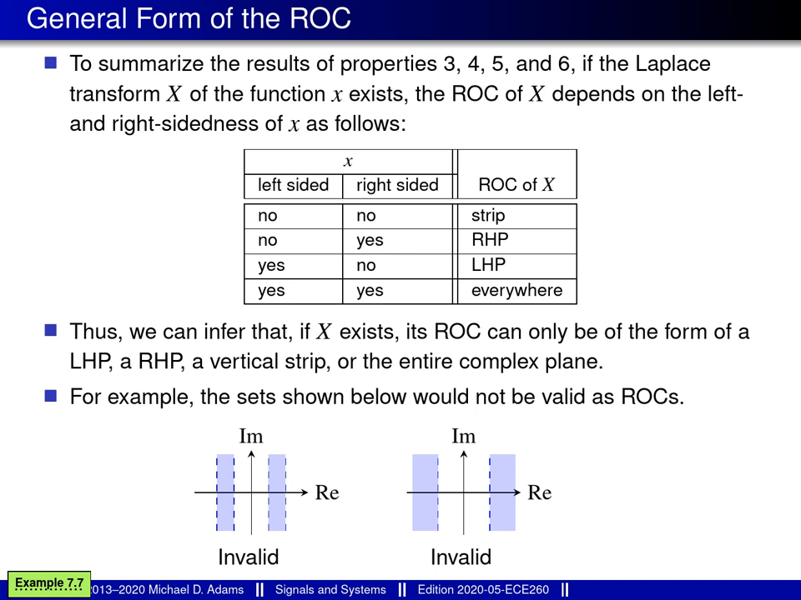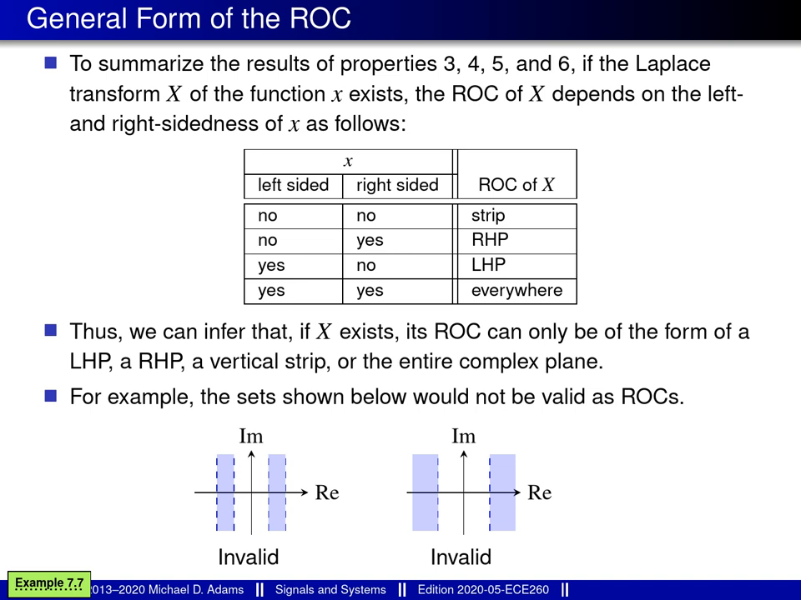The table at the top of the slide shows the form of the region of convergence of the Laplace transform big X of the function little x in the case of each of the 4 combinations of left and right-sidedness of little x. Since every function is covered by exactly one of these 4 cases, this implies that the only possible forms for the region of convergence are the 4 listed in the table. In other words, if the Laplace transform big X exists, the region of convergence of big X can only be of the form of a left half-plane, a right half-plane, a vertical strip, or the entire complex plane.